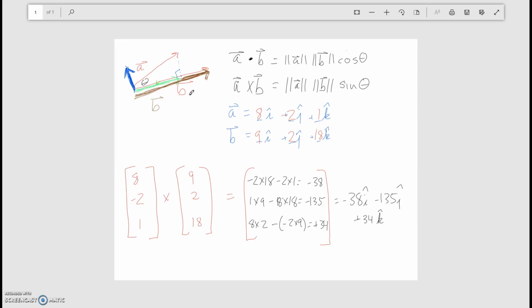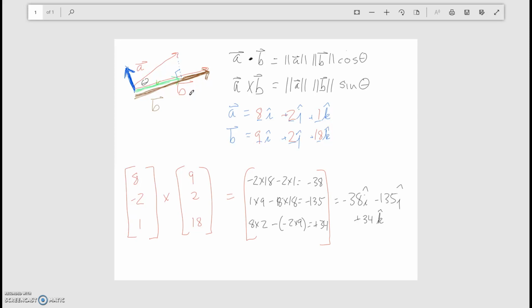Now I have 1 times 9 minus 8 times 18. So I write 1 times 9 minus 8 times 18. That is minus 135. And I think this is what we did incorrectly yesterday. And then for the third row, I ignore that third row and I just look at the top two rows and I go back to my same old order, which is 8 times 2 minus a minus 2 times 9. So I write 8 times 2 minus a minus 2 times 9, and I get positive 34.